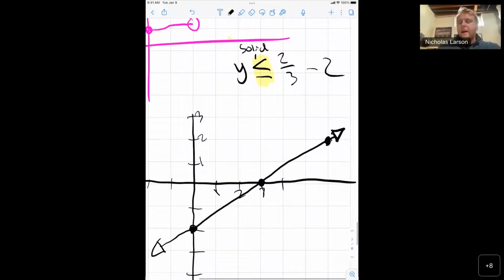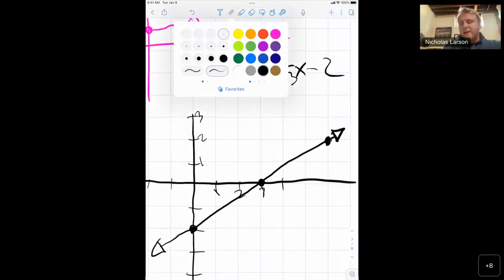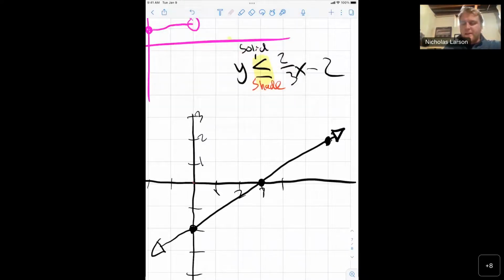Now, because it's an inequality, that means I have to shade. I got to determine what side of my line is going to be the solution. So this says y is less than or equal to 2/3 x minus 2. Well, what I should do, and this is my strategy, is if your line doesn't touch 0, 0, which ours does not, you should pick that as a point. So input 0 into your equation for x and input 0 for y. And as we solve it, we have to determine, is this a true statement?